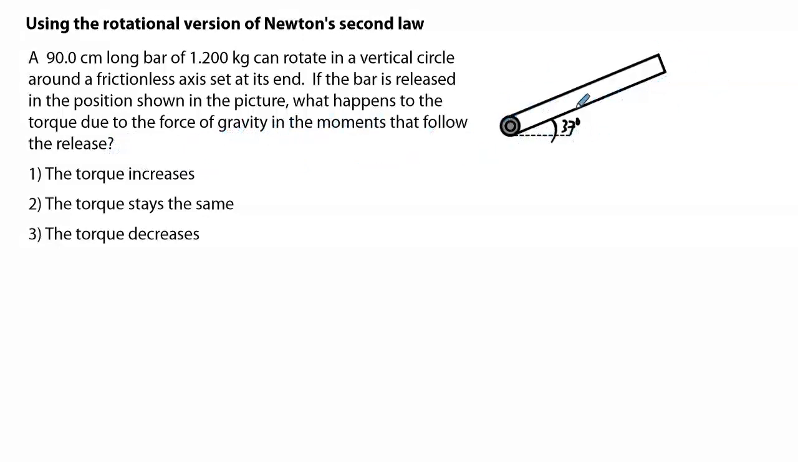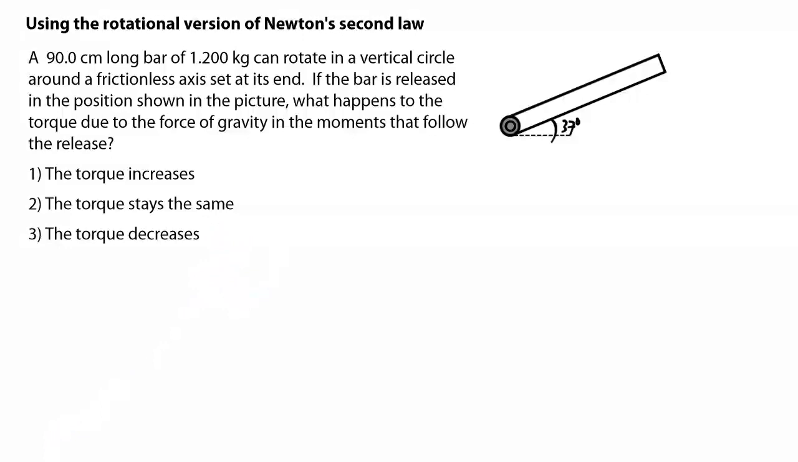So we have the bar in here, there's gravity that is acting on it, and we want to know what will happen to the torque due to gravity as the bar is released. So 1, the torque will increase, 2, the torque stays the same, or 3, the torque decreases. Hit pause and try to think about it on your own, and then you can come back once you have your answer.